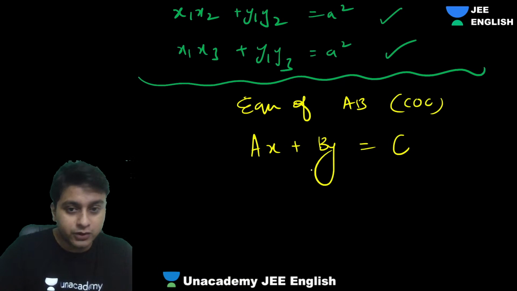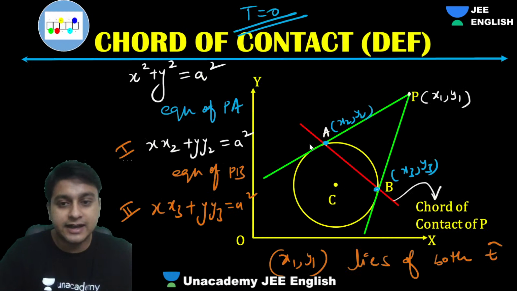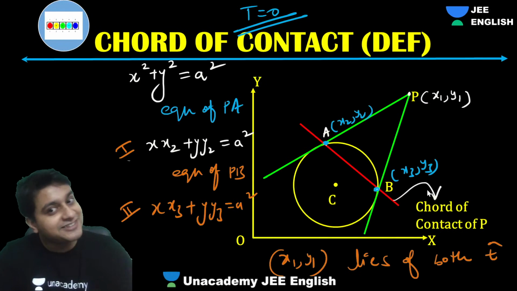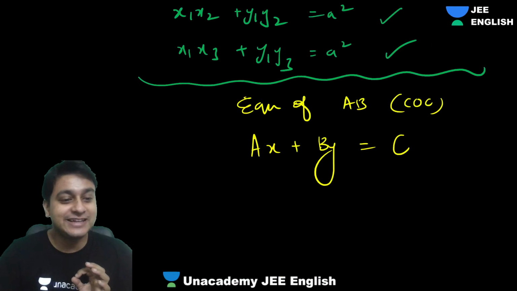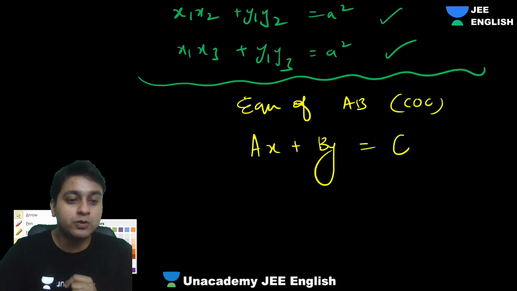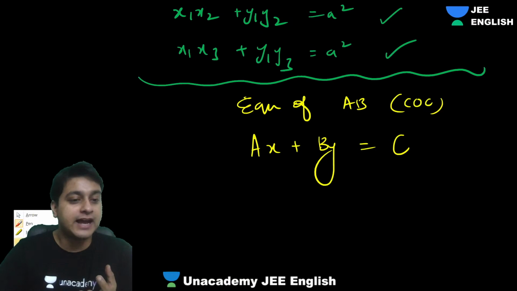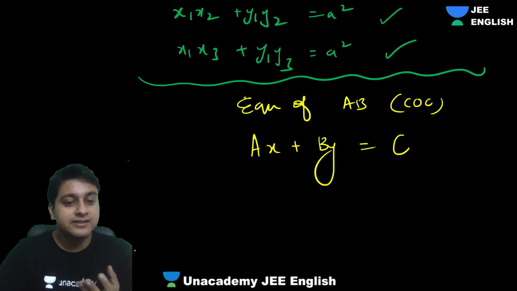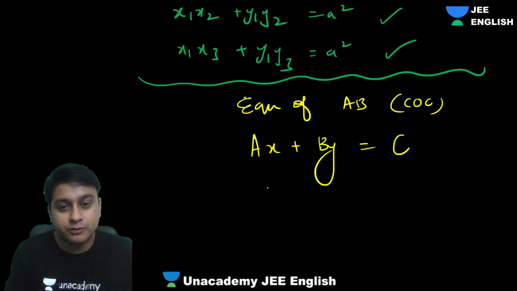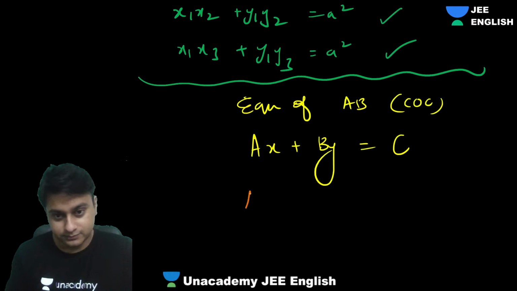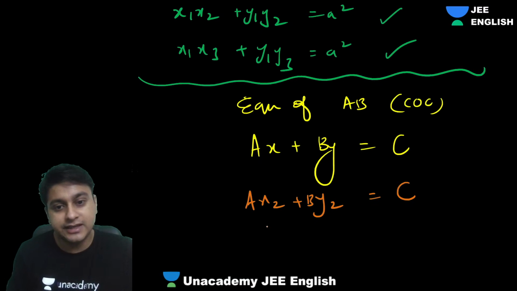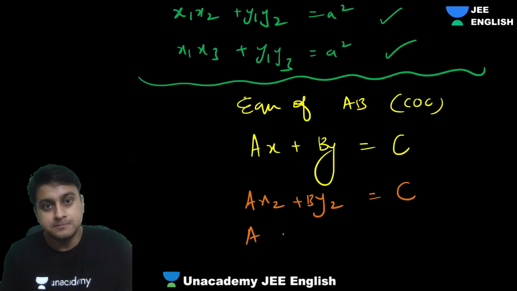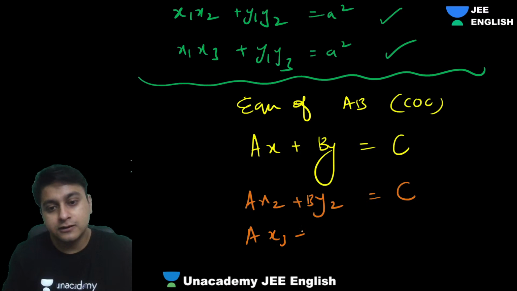As you can see over here, can I say that both x2, y2 and x3, y3 will satisfy the chord of contact? Yes or no? Tell me. Yes. So both x2, y2 and x3, y3 will satisfy the chord of contact equation. So I'm putting that in the equation. What I'm getting is A x2 plus B y2 equals capital C, and A x3 plus B y3 equals C.